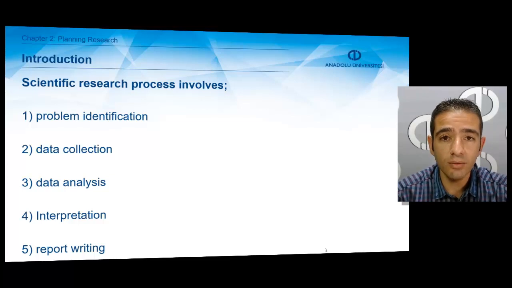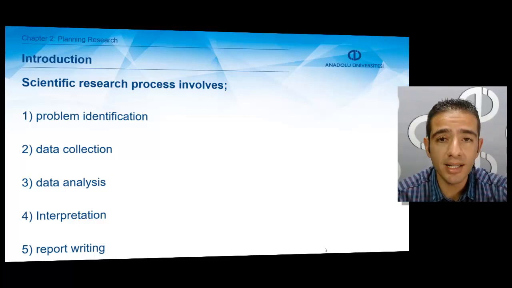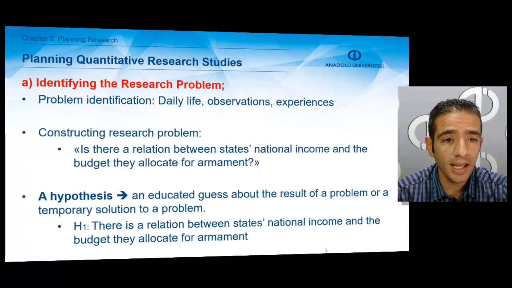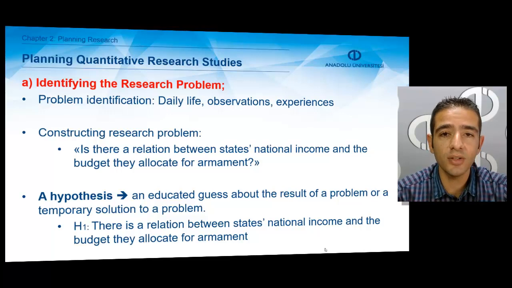First of all, we need to have a look at the scientific research process. As you know, it involves some steps such as problem identification, data collection, data analysis, interpretation, and report writing. And as for planning a quantitative research study, first of all, you need to identify the research problem.